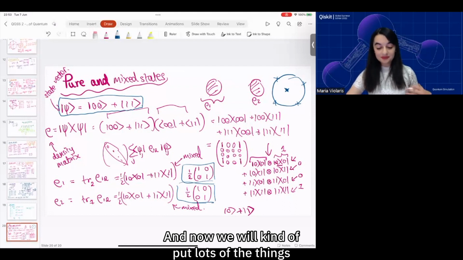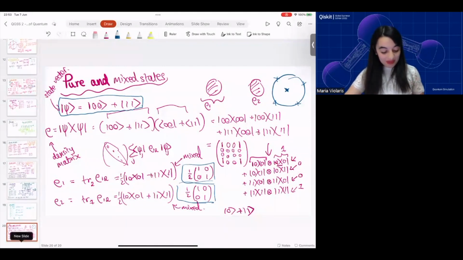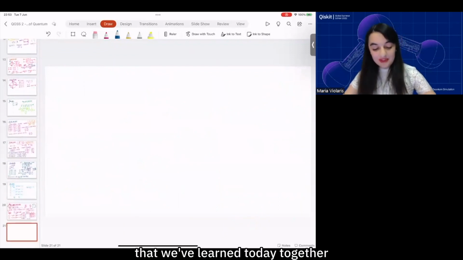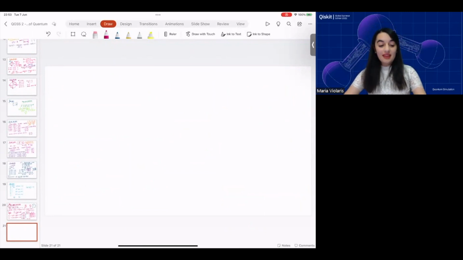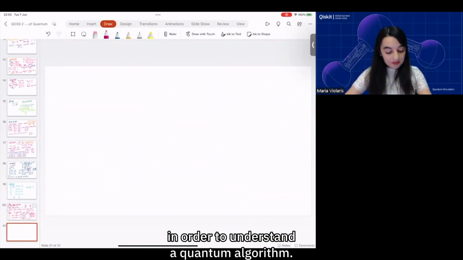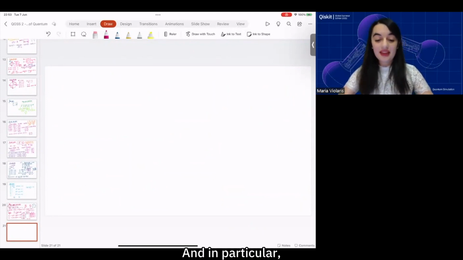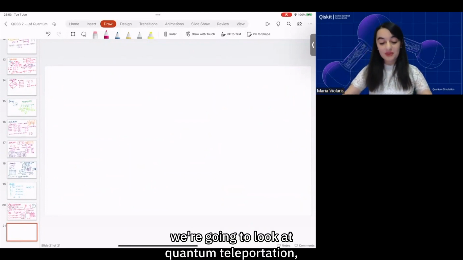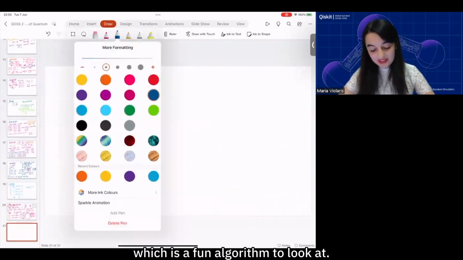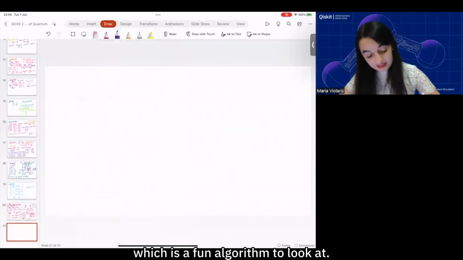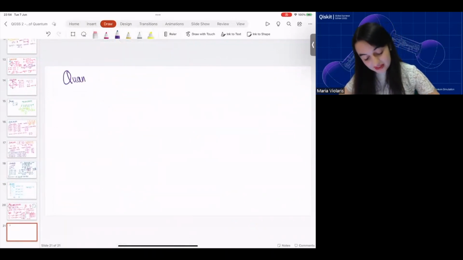And now we will put lots of the things that we've learnt today together in order to understand a quantum algorithm. And in particular, we're going to look at quantum teleportation, which is a fun algorithm to look at.